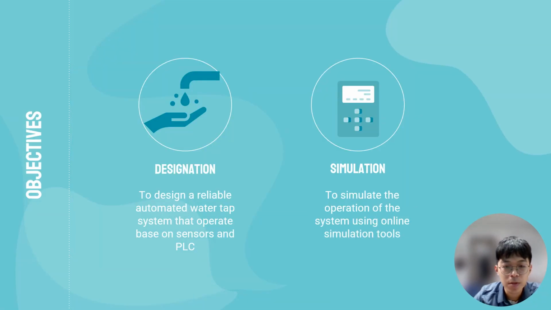To address the problems, we have 2 objectives. The first is the design, which is to design a reliable automated water tap system that operates based on sensors and PLC. And next is the simulation, which is to simulate the operations of the system using online simulation tools to prove that the system works as per the desired operation.